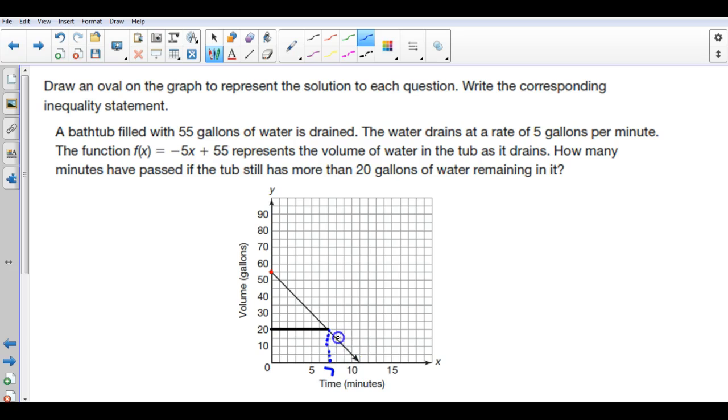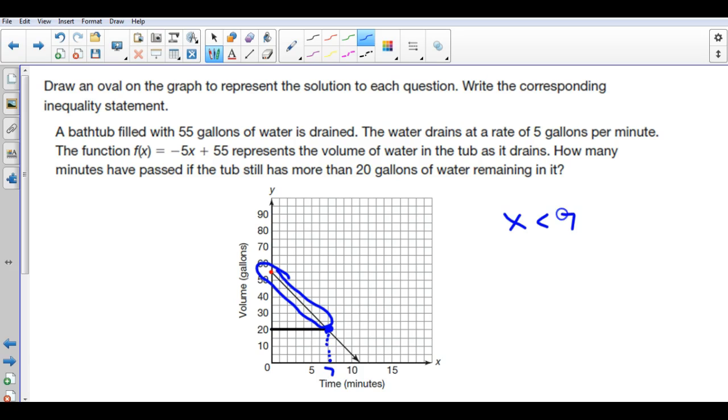Well, the tub is going to have less than 20 gallons. So I want to know, when is the tub going to have more than 20 gallons? So I know that once it reaches 7, it has 20 gallons. So when is it going to have more than 20 gallons? Well, that's everything less than 7 minutes. So x in this case is less than 7.